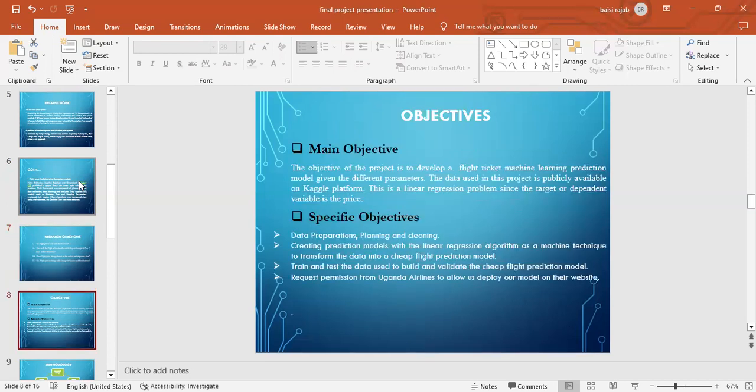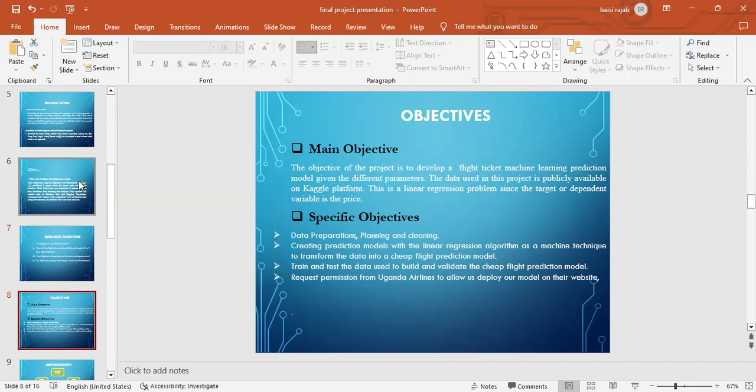Now, our objective is to develop a flight ticket machine learning prediction model given the different parameters. It's our main objective, and we are going to specifically stand on linear regression. Since this is a linear regression problem, like I talked about, the price is our target variable and it's dependent.